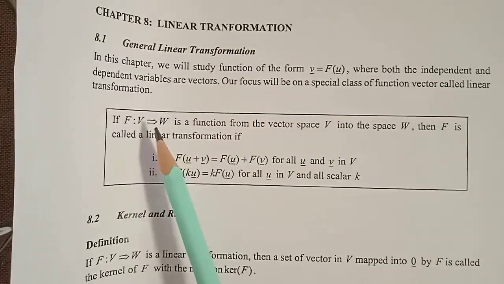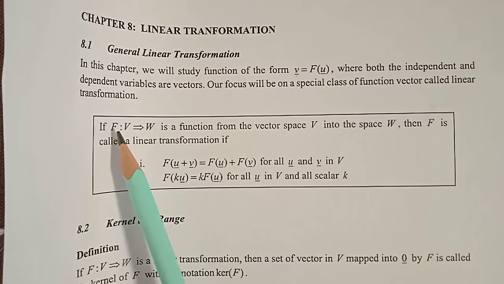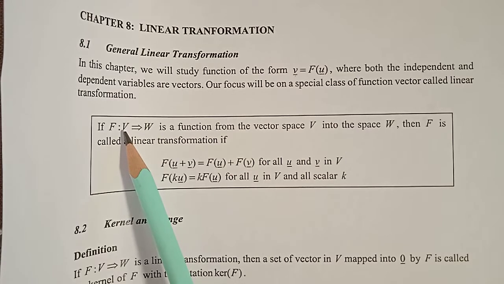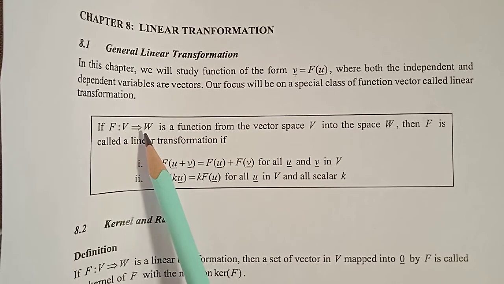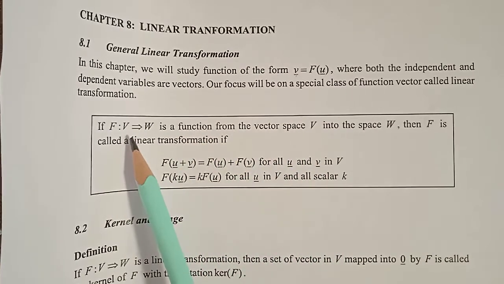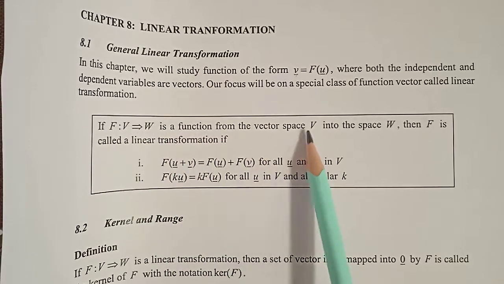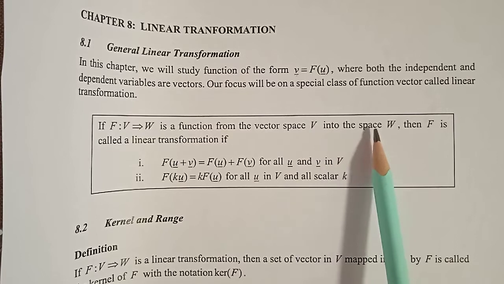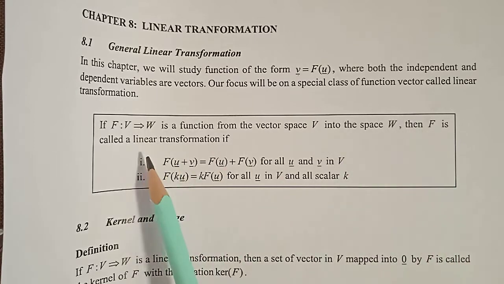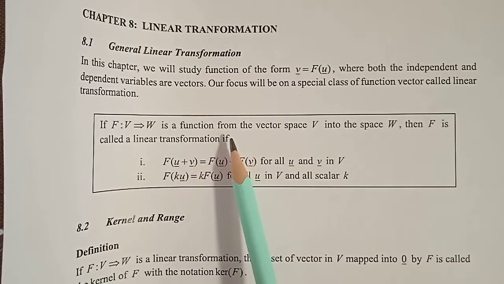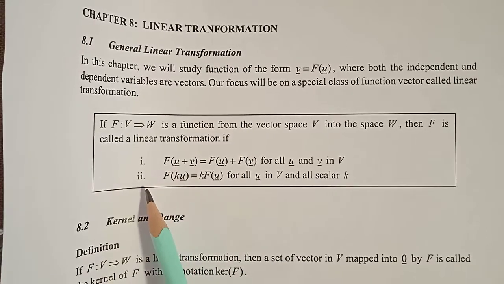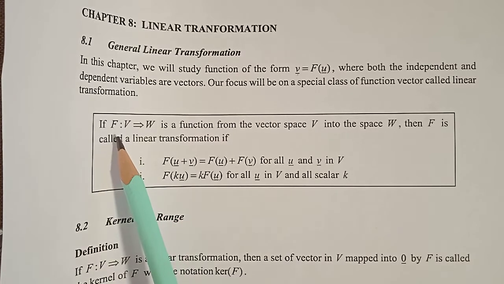Okay, for the definition, f is a function assigned from input vector v onto output vector w. It's a function from vector space V, so now the input is vector space V into the output, which is vector space W. Then function f is called a linear transformation if these two criteria are met. We need to fulfill these two criteria first.